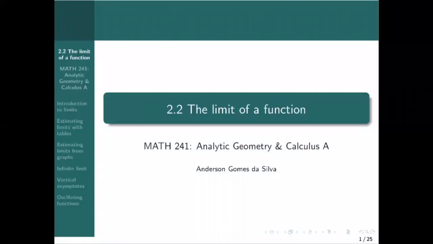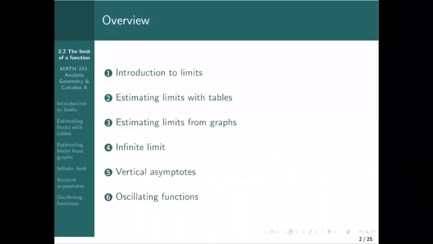Today, we are going to learn about the limit of a function. And first, I'm going to introduce the intuitive idea of limits. Then we are going to see how we can use tables and graphs to estimate limits. We are also going to learn about infinite limits and how they give rise to vertical asymptotes. And we are going to end this class talking about two examples of oscillating functions and how to evaluate limits when we have an oscillating function.